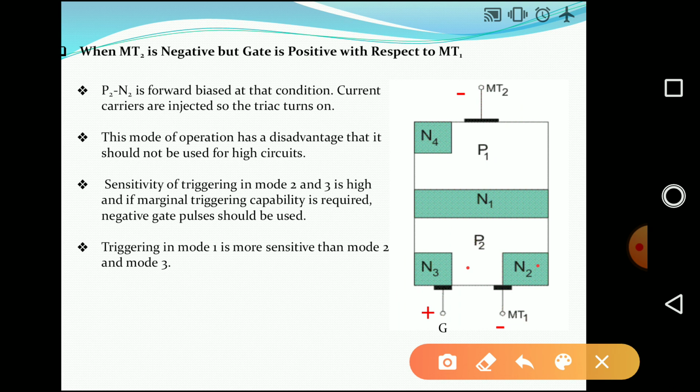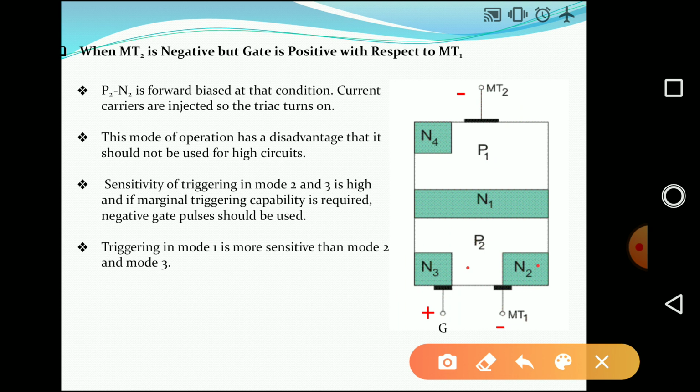So this mode of operation has a disadvantage that it should not be used for high power circuits here, because here both the main terminals are connected to negative supply and only the gate is connected with the positive supply, due to which it is not used for high power circuits here. It is used for low power circuits only.